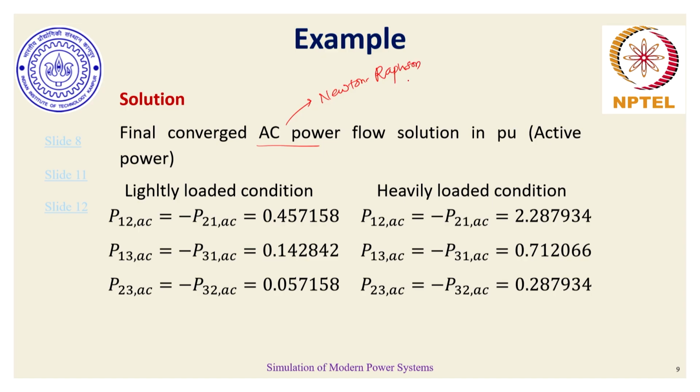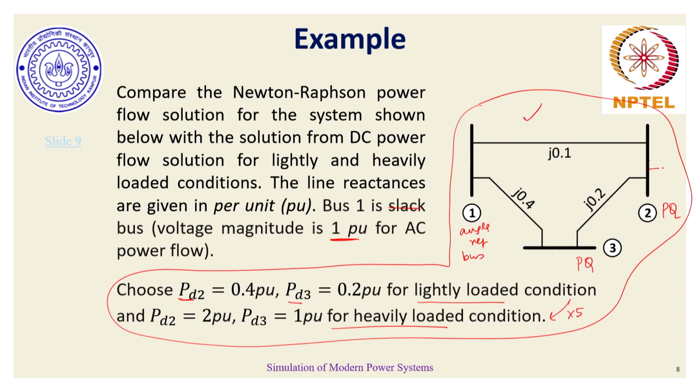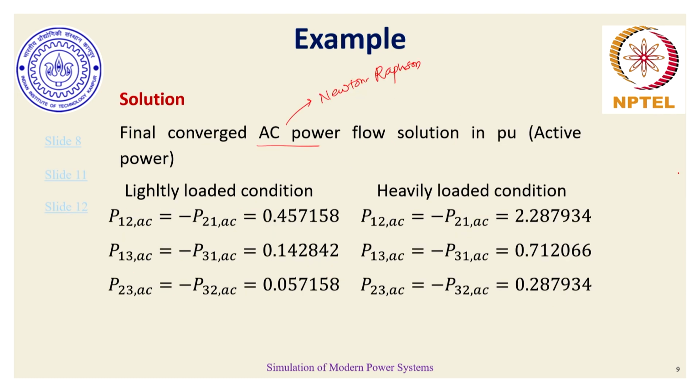So, all PQ buses that I have here, I have chosen their Qs to be 0. So, Q3 is 0, Q2 is 0 for AC power flow, the solution of which I have shown, one for the light load condition and the other for the heavy load condition. And since I am focused more on the real power flows, the corresponding real power flows on the lines have also been obtained.